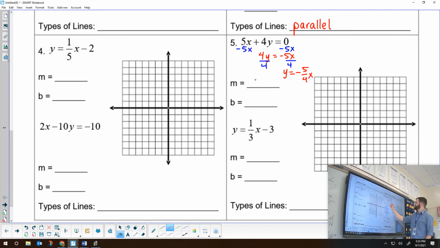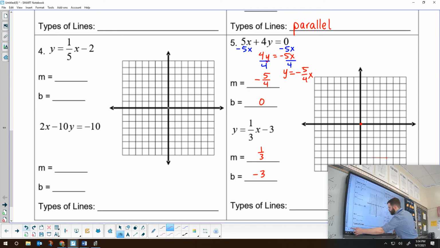Now, here's the deal. That means my slope is -5/4, and my y-intercept is 0. There's no y-intercept out here. What about my other one? My slope down here is 1/3, and my y-intercept's at -3. So let's try to graph these ones. Let's graph this one first. We have a y-intercept at 0, and we're going to go down 5 over 4.